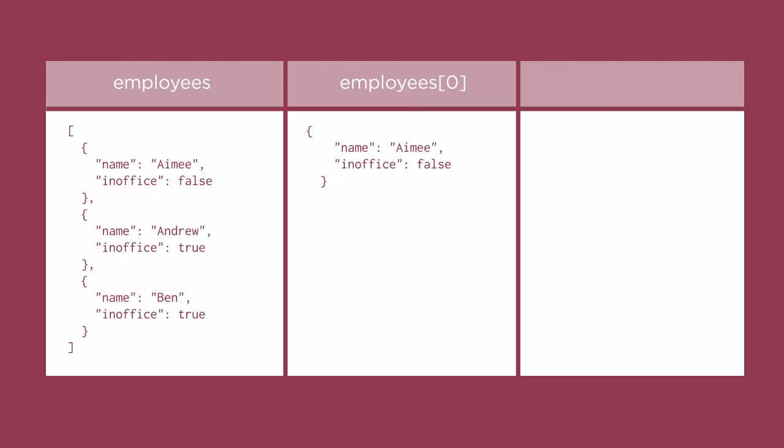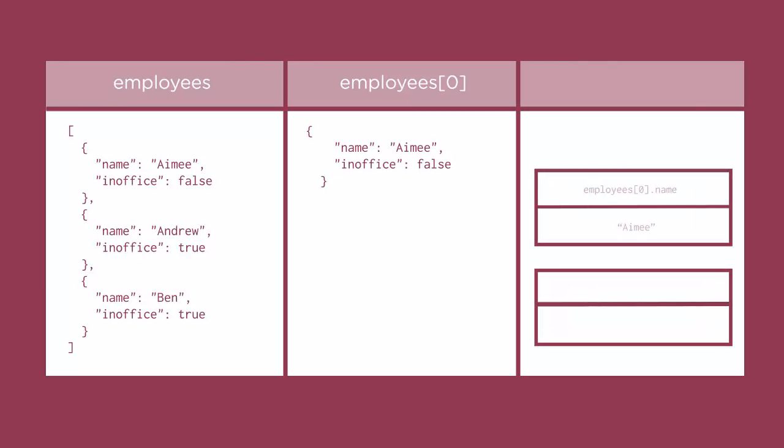We can access the properties of our employee objects in the same way. For example, to select the name of the first employee in the list, we start by selecting the first object in the list, employees[0], then add a dot and the property name, employees[0].name. To access the office status property, you type this, employees[0].inOffice. The next time through the loop, i will have a value of 1, and the second item in the employees array will be selected.